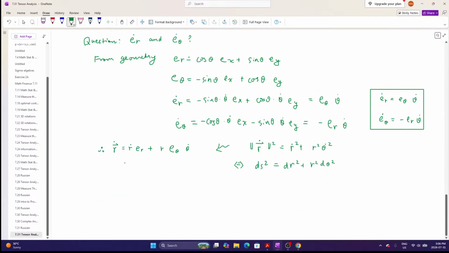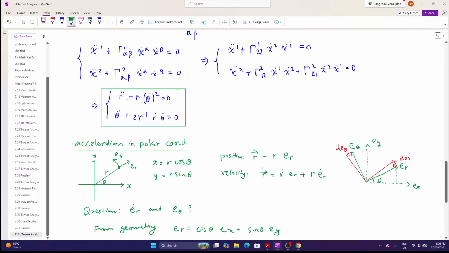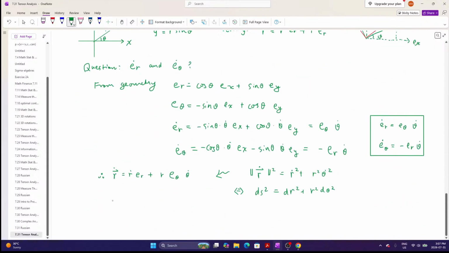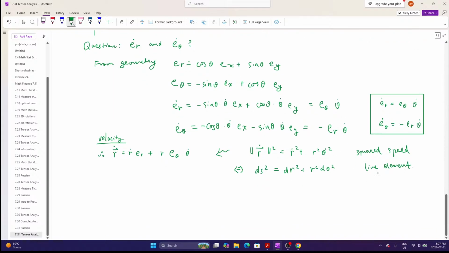Both are okay. But what we really wanted to obtain is acceleration, because it has to do with second order derivative. So let's do that. This is a velocity. The same. And this is speed, this is squared speed. And this is the line element, same as what we have from the beginning. Okay, so there are these quantities, and now let's do the acceleration.